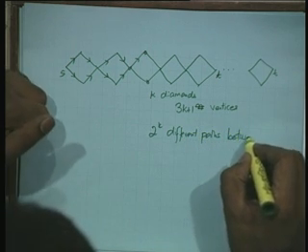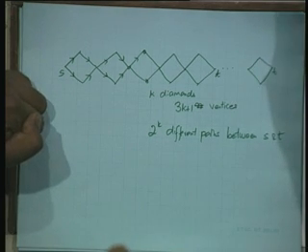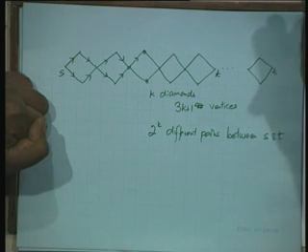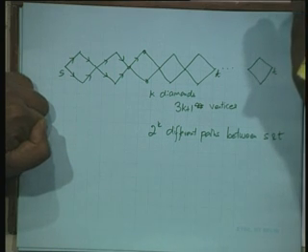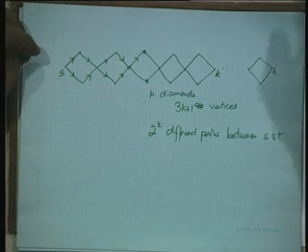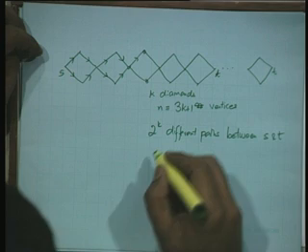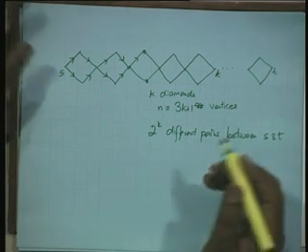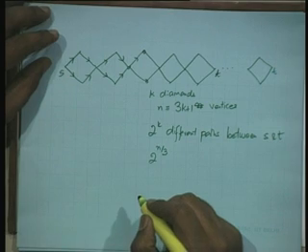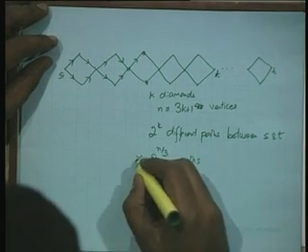between S and T. Yes? Everyone follows this? Now what is the value of k? If we have n vertices, k is roughly n by 3. So this is 2 to the n by 3 paths, roughly.